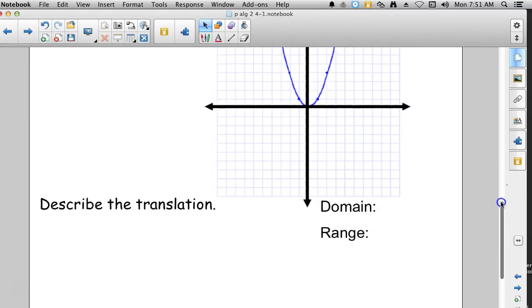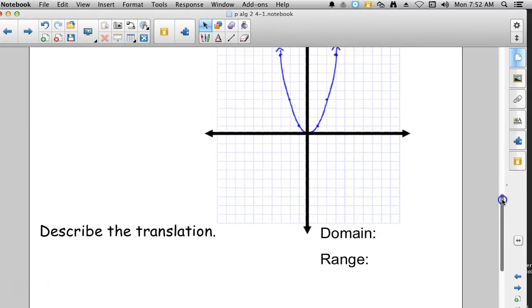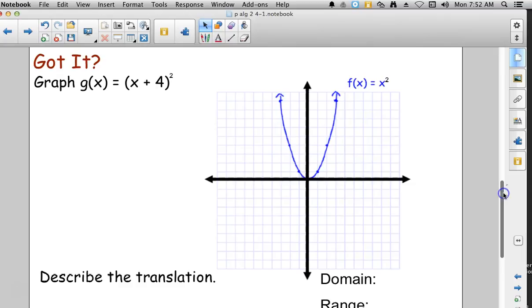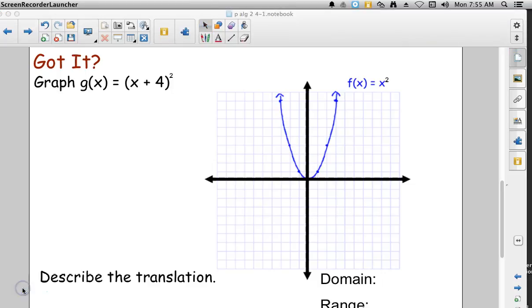So, there's one for you. And I would say this is probably the harder of the two translations. That's because we have to remember something. Hopefully you're remembering it right now as you take a peek at that. But I'm going to go ahead and stop the recorder, and I'm going to get you a piece of candy, and I want you to talk through this with your partner. Everybody ready to talk about this one? No?